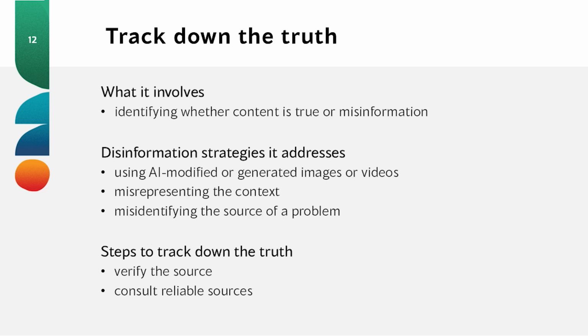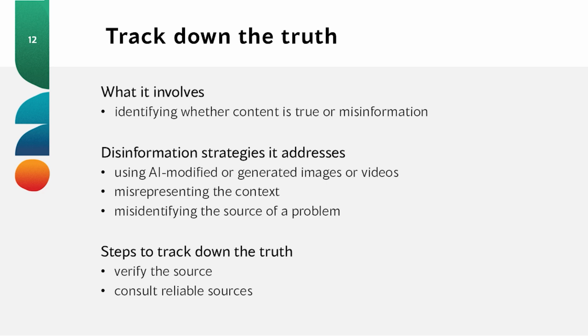The second strategy in the STOP tool is track down the truth. Tracking down the truth involves identifying whether the content is true or misinformation. Track down the truth is a response to all strategies used by creators of disinformation, but it specifically addresses the disinformation strategy of modifying information and creating content that looks real by using AI modified or generated images or videos, misrepresenting the context, and misidentifying something as the source of the problem. We examined these strategies in more detail in Mini-Byte 2.